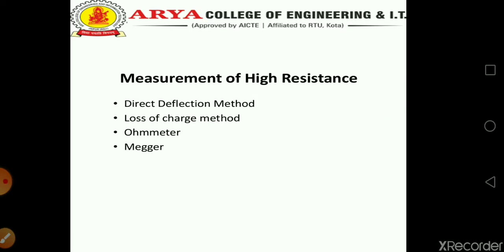Measurement of resistance. There are methods of measuring resistance. Number one is the direct deflection method, number two is the loss of charge method, number three is the ohmmeter, and number four is the Megger.